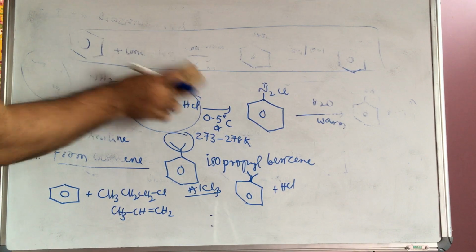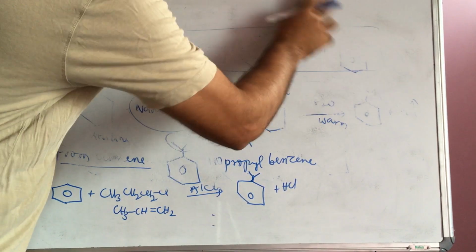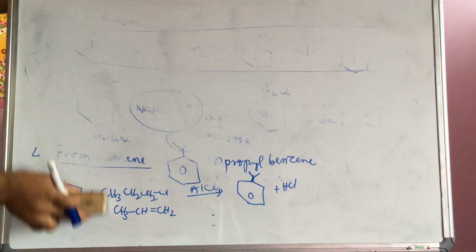Isopropyl benzene reacts with oxygen, in the presence of air, and gives a hydroperoxide.